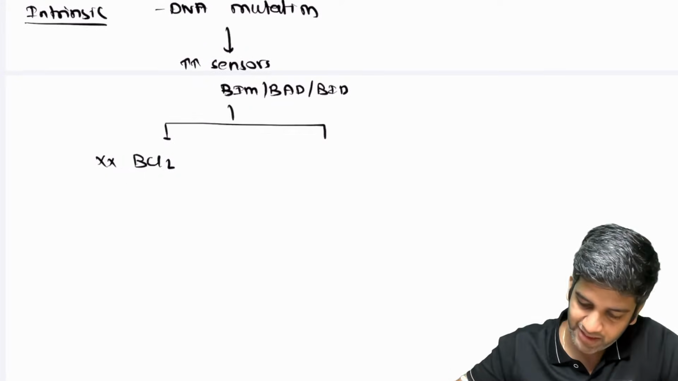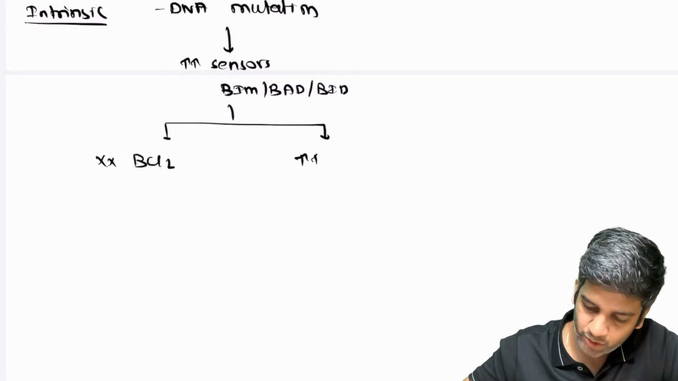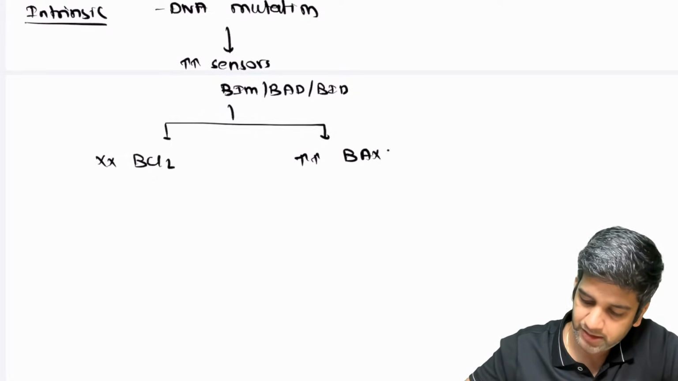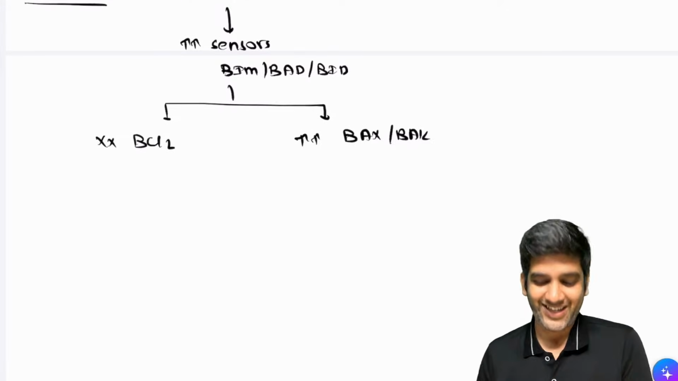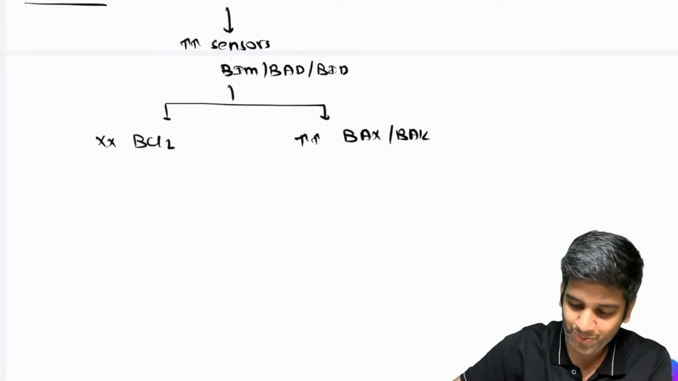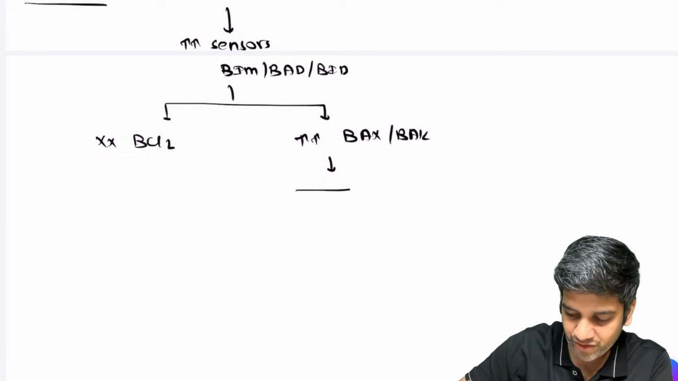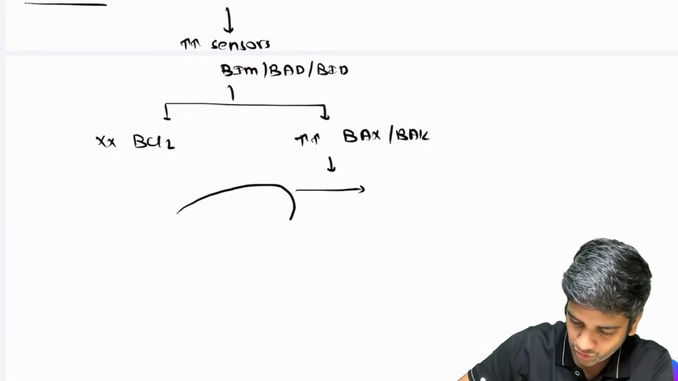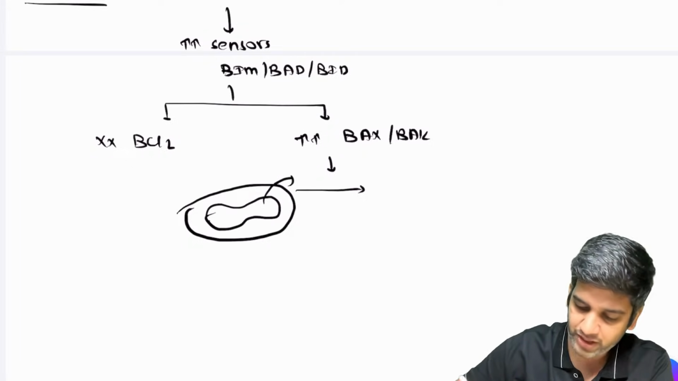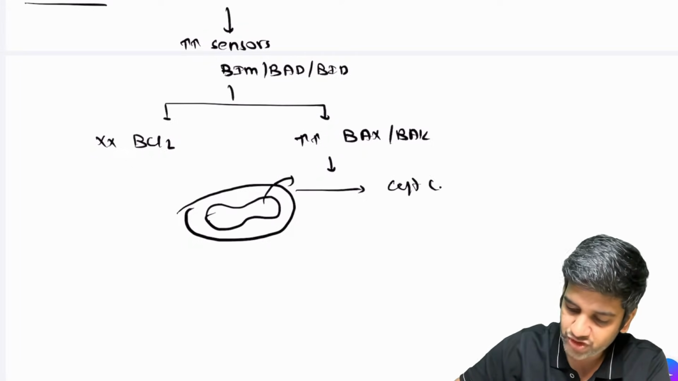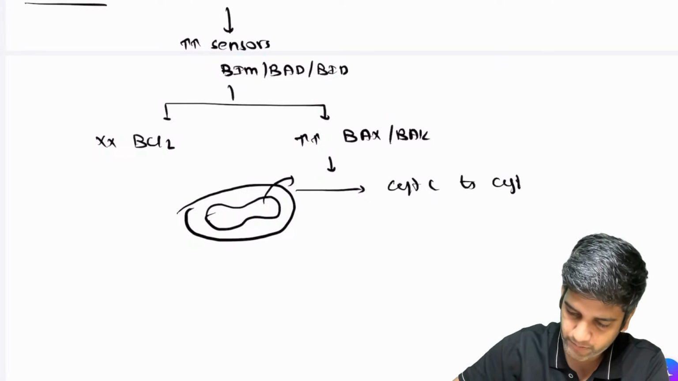The other one is, it will increase your Bax and Bak. So Bax and Bak will be increased. Bax and Bak is nothing but an ion channel, which, if you can draw, if you can write, from the mitochondria, will move cytochrome C to the cytoplasm.